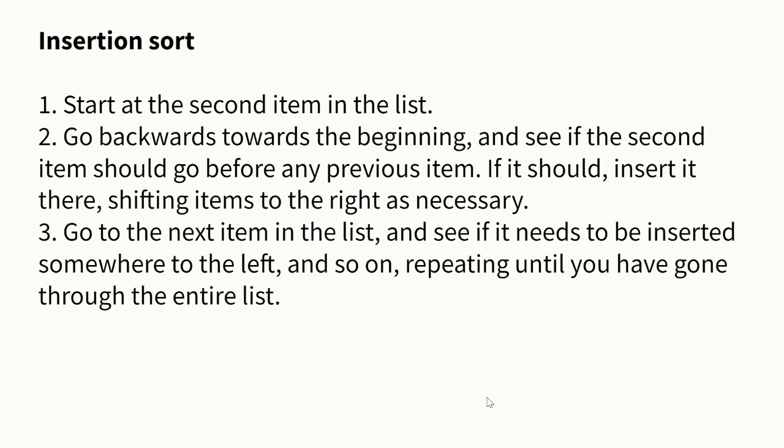This is how it works. You start with the second item in the list, and then you go backwards all the way back to the beginning of the list and see if that second item should go anywhere earlier. And if it should, you insert it, bumping everything up. Then you go to the third item in the list, and you go all the way back to the beginning and see if that item should go anywhere, and if it should, insert it, bumping everything up.